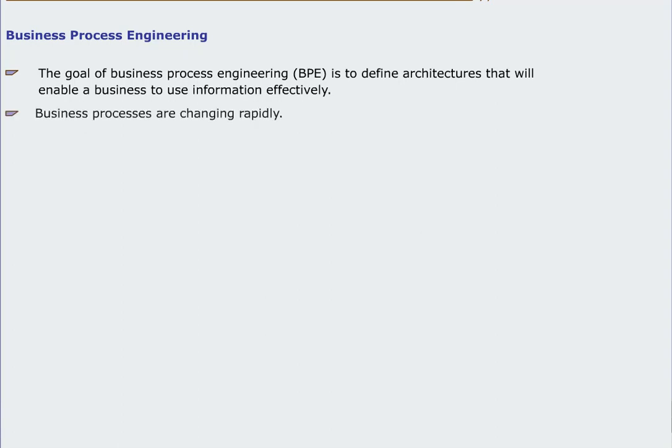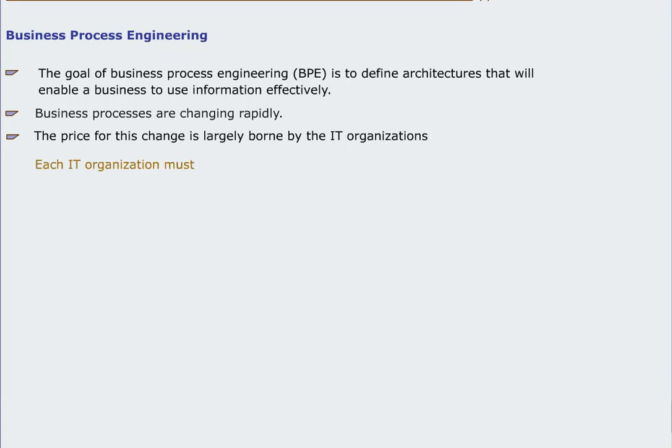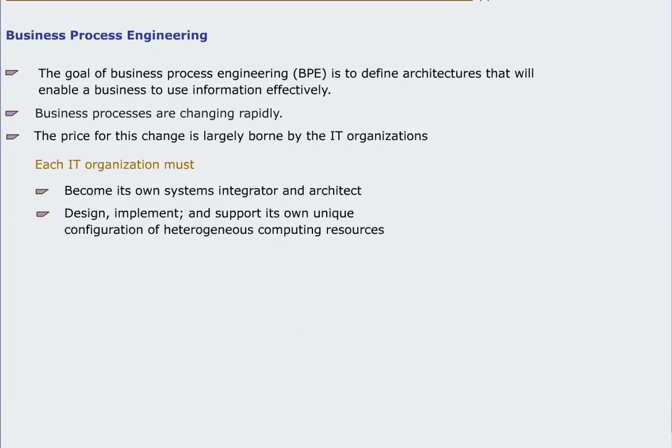The goal of business process engineering is to define architectures that will enable a business to use information effectively. Nowadays, business processes are changing rapidly. The price for this change is largely borne by the IT organizations that must support this polyglot configuration. Today, each IT organization must become, in effect, its own systems integrator and architect. It must design, implement, and support its own unique configuration of heterogeneous computing resources, distributed logically and geographically throughout the enterprise and connected by an appropriate enterprise-wide networking scheme.